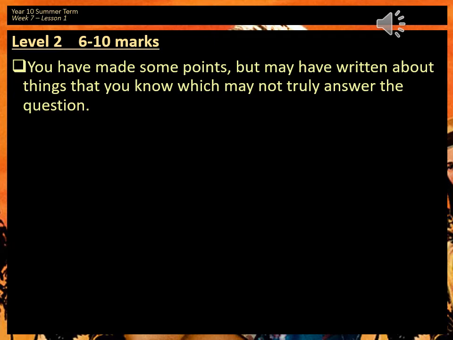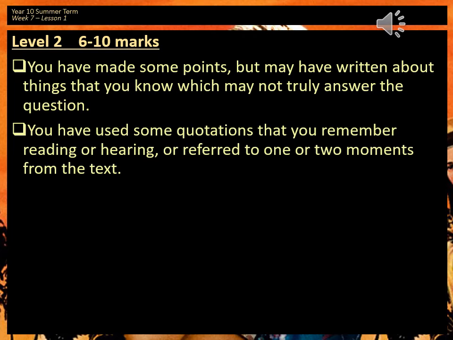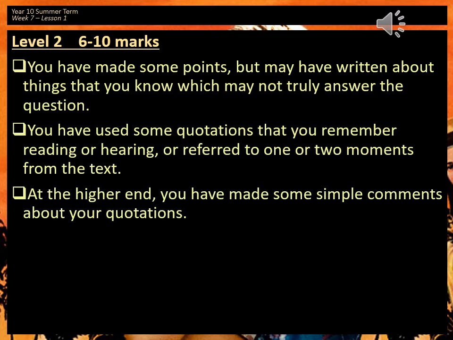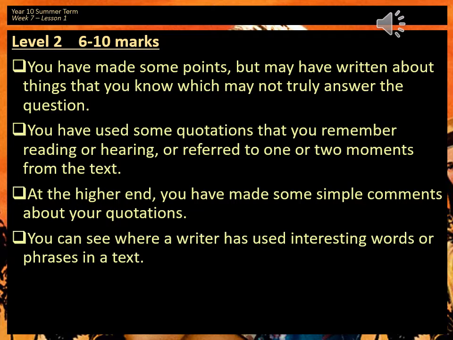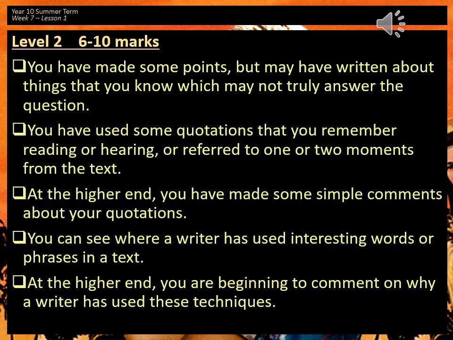Now, no one really should be aiming for anything less than a level 3. You really need to try and hit those half marks. But it's interesting to see what a level 2 or 6 to 10 marks is asking. So you have made some points, but may have written about things that you know, which may not truly answer the question. You have used some quotations that you remember reading or hearing, or have referred to 1 or 2 moments from the text. At the higher end of this band, you have made some simple comments about your quotations. You can see where the writer has used interesting words or phrases in a text. At the higher end of this band, you are beginning to comment on why a writer has used these techniques.